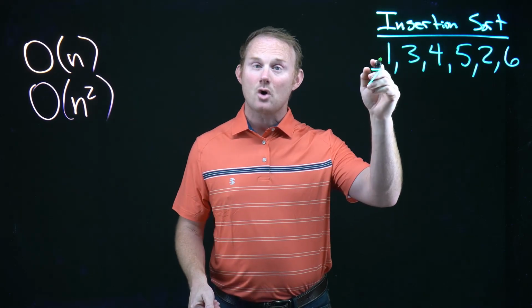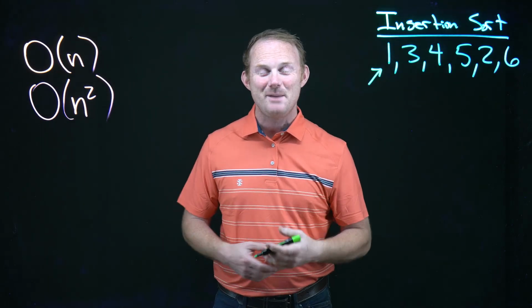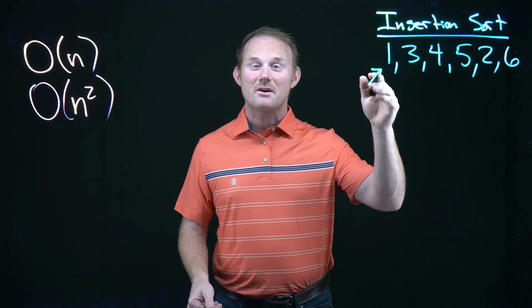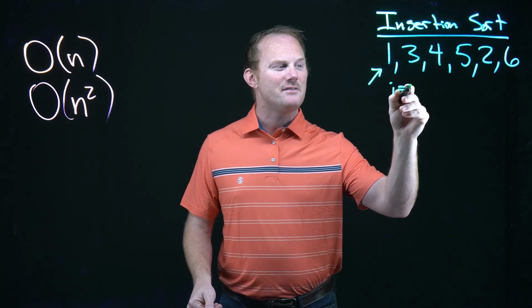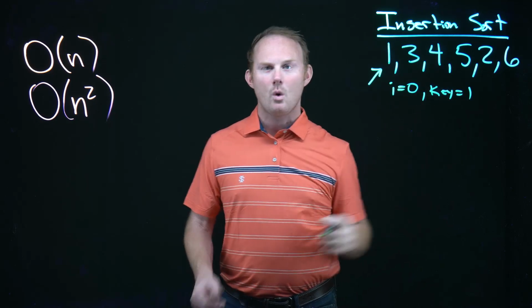But we're going to call this the key. I think that's a better term than the pivot. That's what we use in heap and merge, which is really confusing. This is still pretty simple. But we have our key. And so we have an i of 0 on the outside, which means our key will be the number 1.